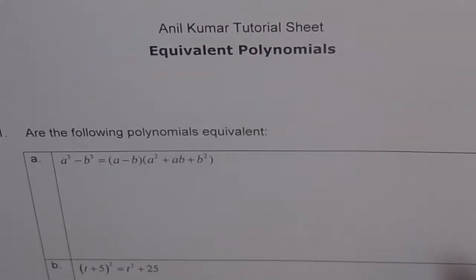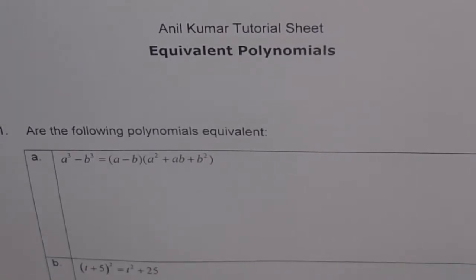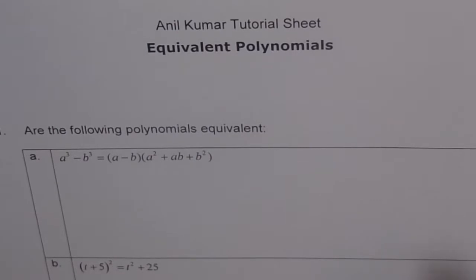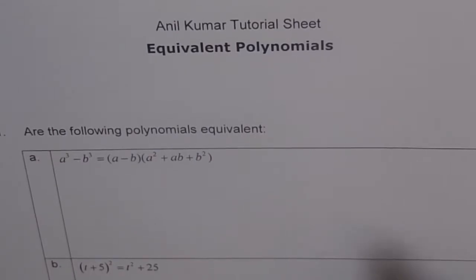One way, of course, is you can simplify both of them, and if they result into the same thing, then they are equivalent. Or you can graph them, and if they produce exactly the same graph, then also they are equivalent. Or you can test them for a couple of values. Today, in this video, we will see how to determine whether the given polynomials are equivalent or not.